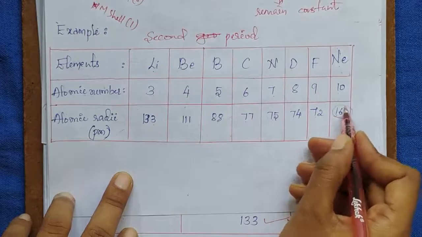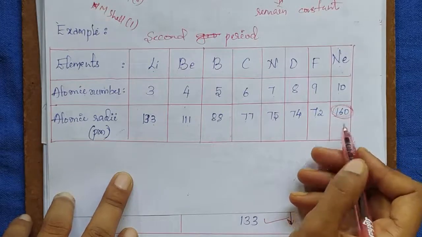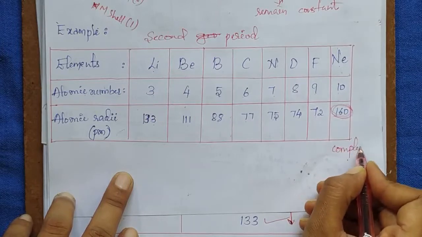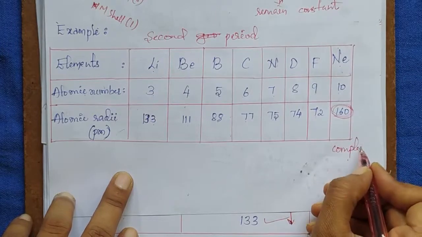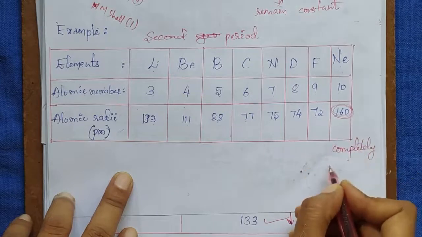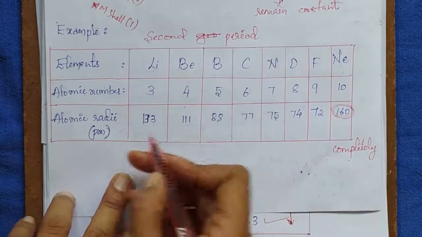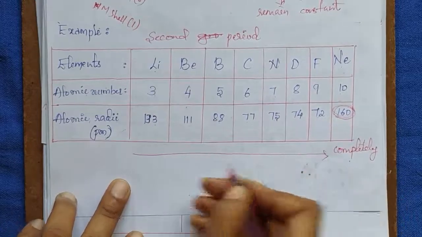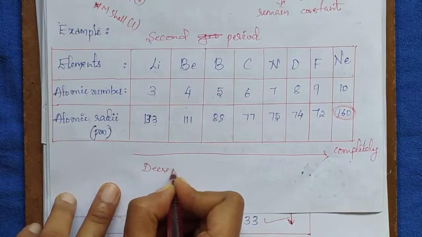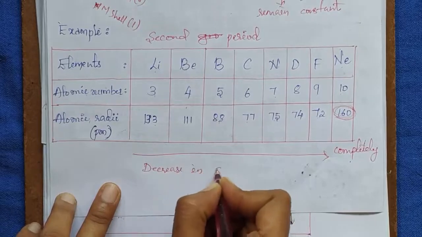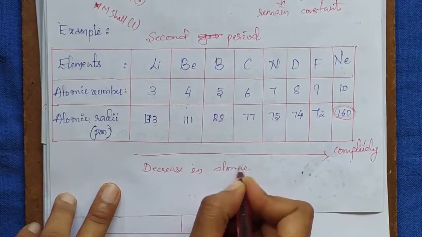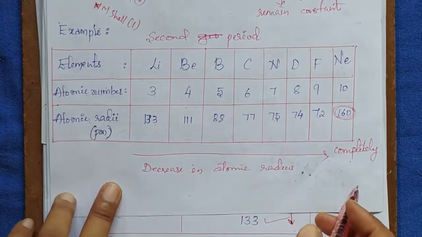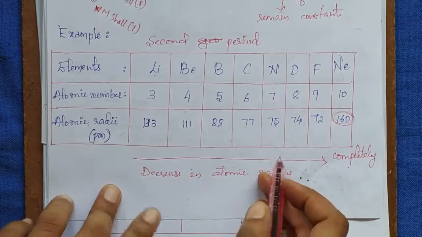Neon is an exception because it is completely filled. In neon, the valence shell is completely filled and it is a noble gas element. From here to here we observe a decrease in atomic radius of the elements.